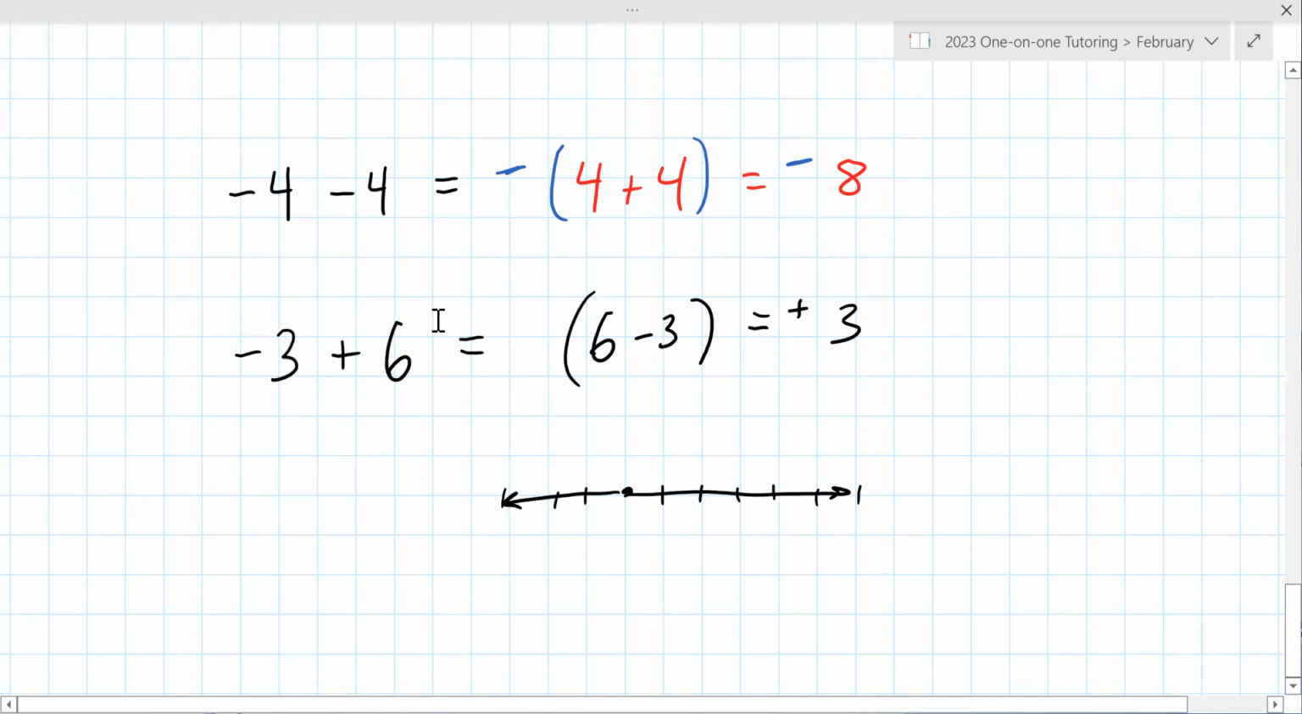Does that, is that clear? Because that's how you get the sign. It's which one is further from 0. Yeah, that was my second answer.